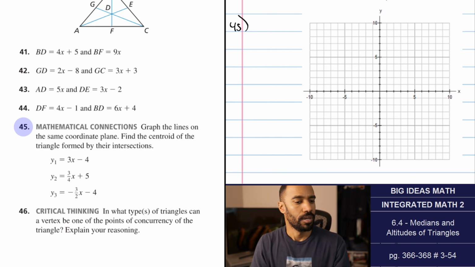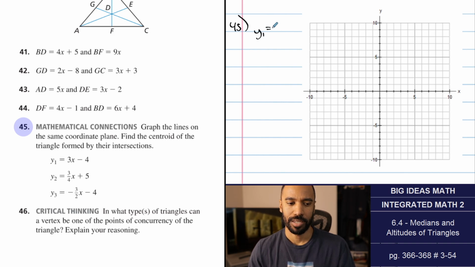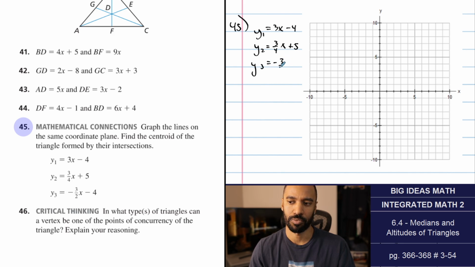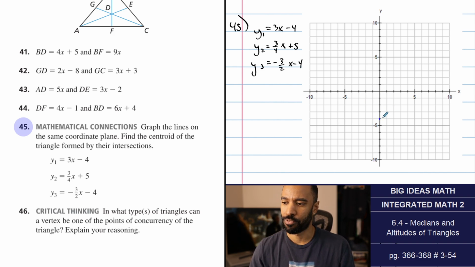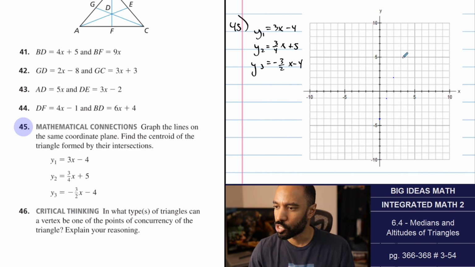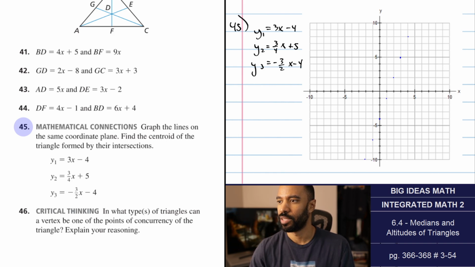Hold on, something popped up. So we got y sub 1 equals 3x minus 4. Y sub 2 equals 3/4 x plus 5. And y sub 3 equals negative 3/2 x minus 4. I don't think it'll take too long on that. So 3x minus 4 is a rise 3 over 1, like this. I have no idea where they're going to meet up yet, so I'm just going to draw the lines as big as possible. And if you don't mind, I'm going to not draw arrows and stuff, because I'm going to shrink them later to a smaller triangle.